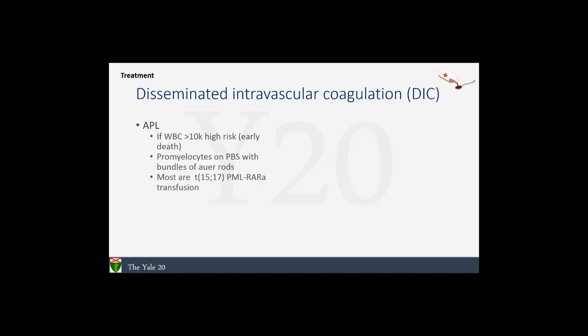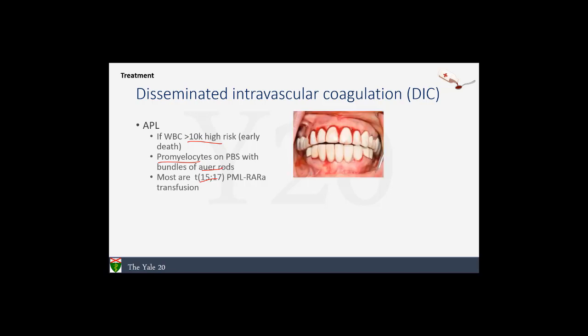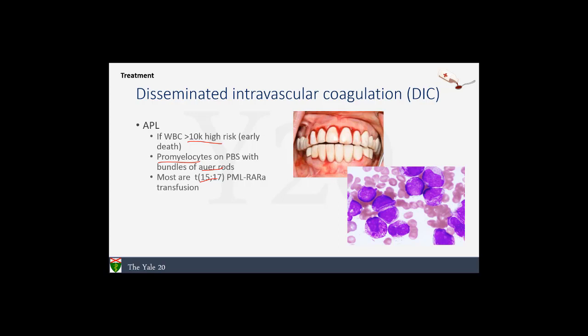For these patients, if they are not treated, they can die pretty early, especially if the white count is above 10,000. Although if they're able to get through this, they usually enjoy a very good prognosis. You'll see promyelocytes on peripheral blood smear with bundles of Auer rods, and then often they have a 15;17 translocation. You'll see gum bleeding, and you'll see the promyelocytes with bundles of Auer rods here.